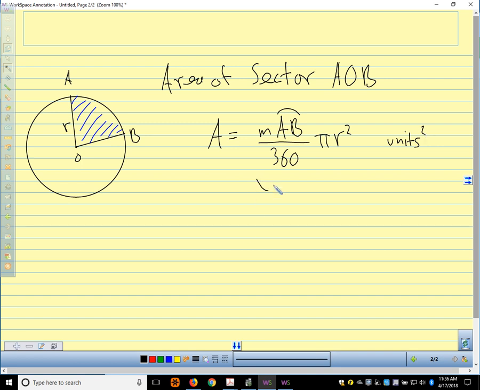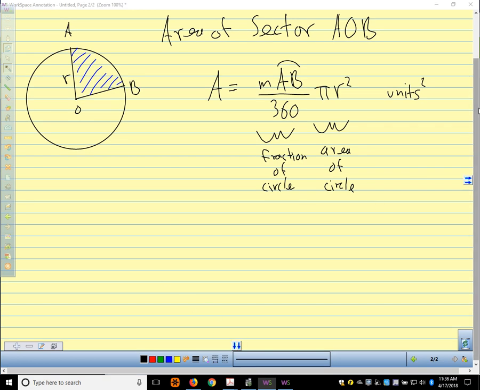This part tells us the fraction of the circle. And this part is the area of the circle. So we're multiplying the area of a circle by a fraction. The fraction is, well, how much of the circle does that thing take up? And this arc over 360 is the same fraction that we use for arc length. So it's a very similar calculation. But here we have pi r squared. We have the area of the circle instead of the circumference of the circle.